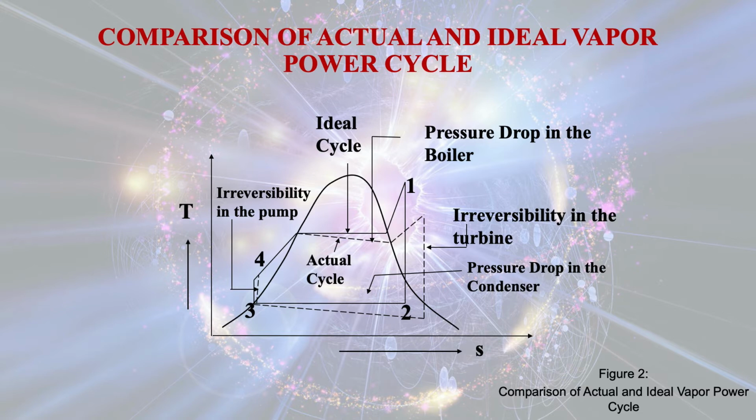From this diagram you see that point 1 is the entry point of the steam in the turbine, and point 2 is the exit point of the turbine, but we are supposed to get the work output H1 minus H2S. In practice we get less output from the turbine because of the irreversibilities in the process occurring inside the turbine. The same thing happens for the pump, and there are losses in the condenser and the boiler, and we will discuss those parts in detail in today's discussion.